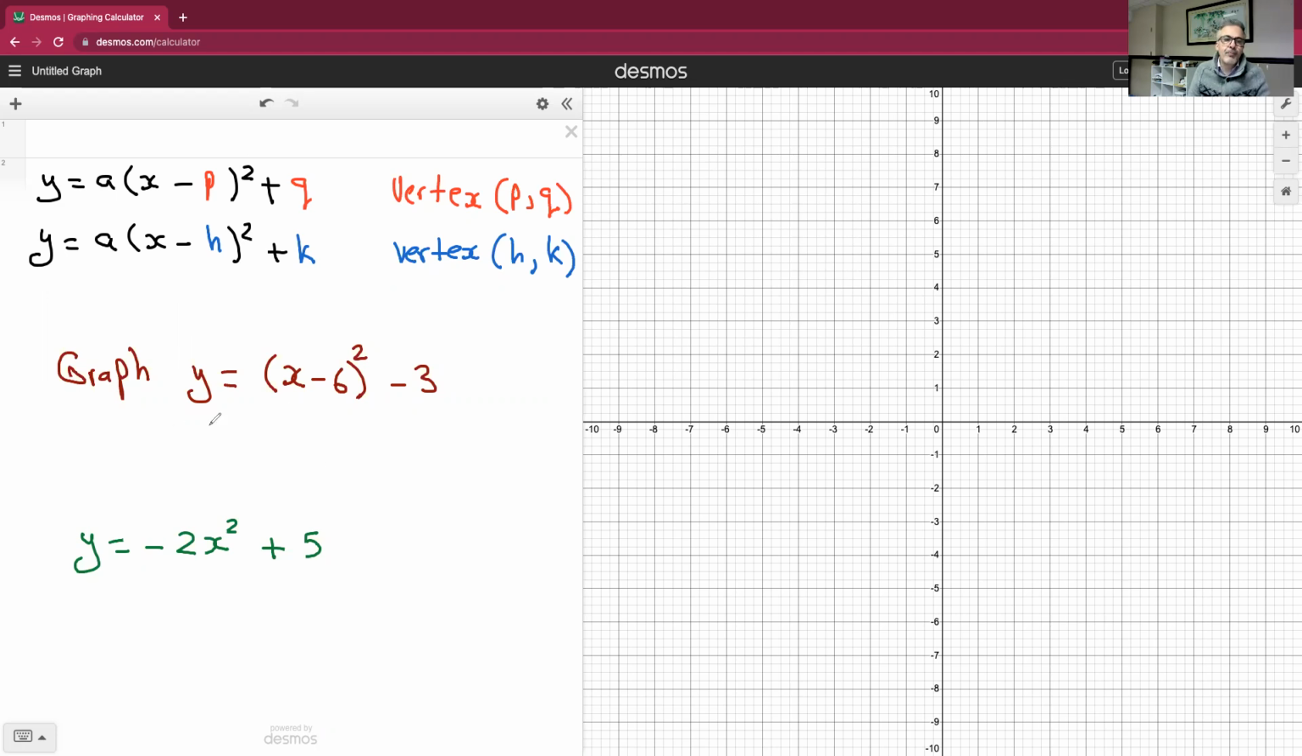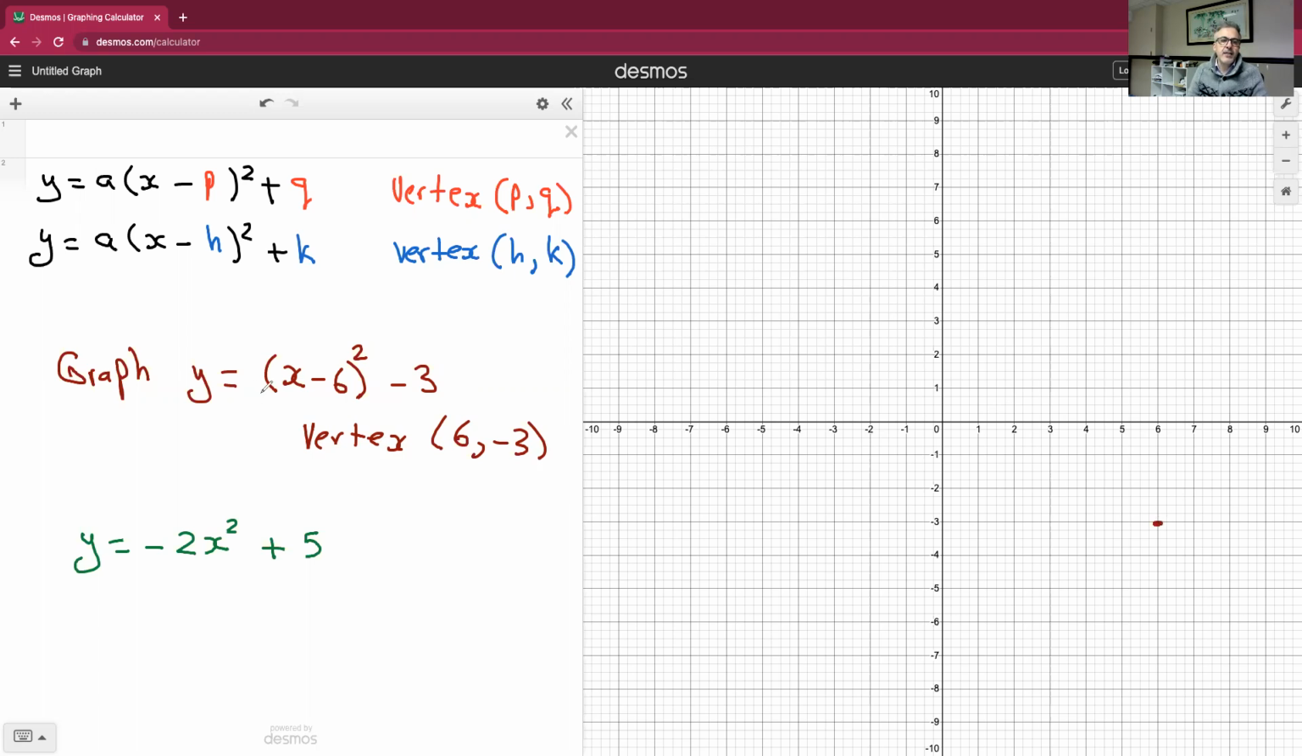Okay, so if we come to this one here, the first thing you want to do when you're graphing parabolas, you find the vertex. And the vertex here will be 6, because that's the P or the H, and -3, which is the K or the Q. So the vertex is (6, -3). Now you go plot that. So (6, -3) is right here.